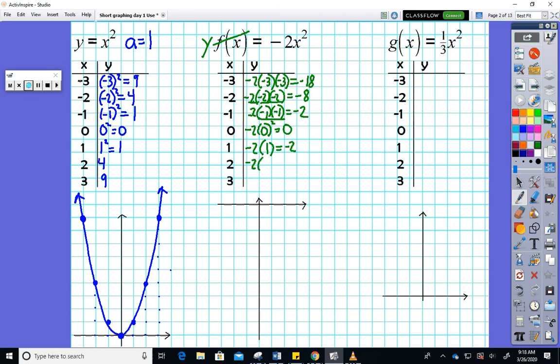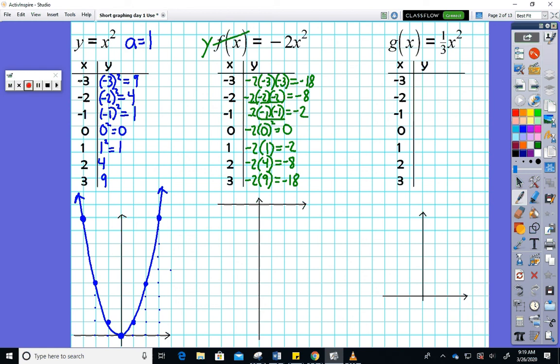Negative 2 times 2 squared. 2 squared is 4. 4 times negative 2 is negative 8. Negative 2 times 3 squared. 3 squared is 9. Times negative 2 is negative 18. So remember, when you're using order of operations, you square first, and then you multiply by the negative 2 last.